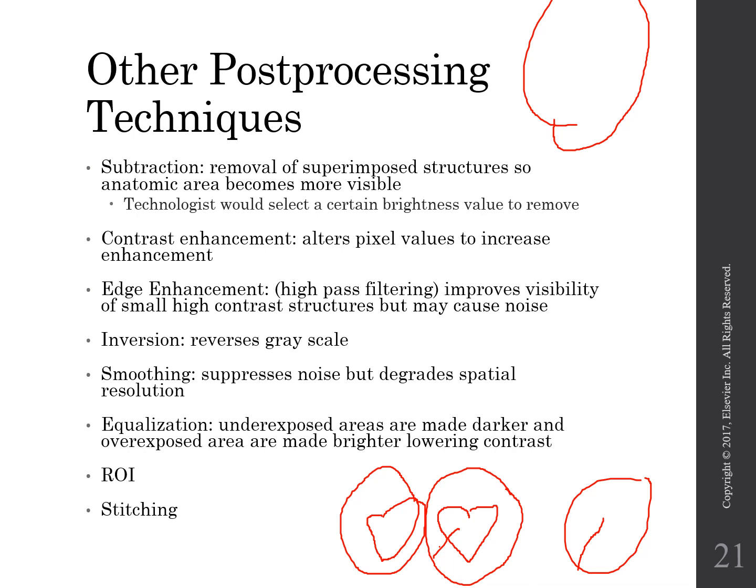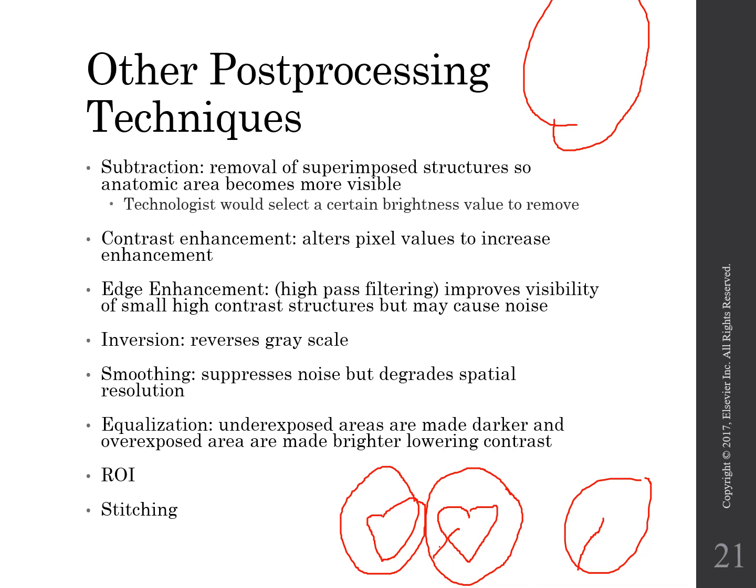So on a very basic level, that's what your subtraction is. Contrast enhancement can alter the pixel values to increase enhancement. So it would just be a post-processing where the computer would recognize certain pixel values, and then it would increase the contrast by changing certain particular values. That kind of works like edge enhancement, which can be called high pass filtering, where it's able to recognize edges and then improve visibility of those edges by making subtle contrast or density changes.